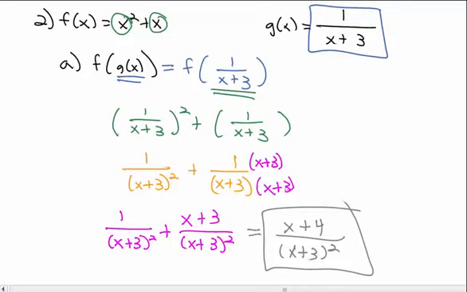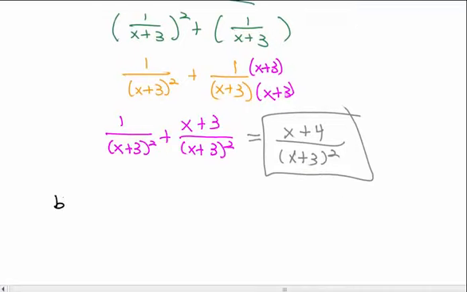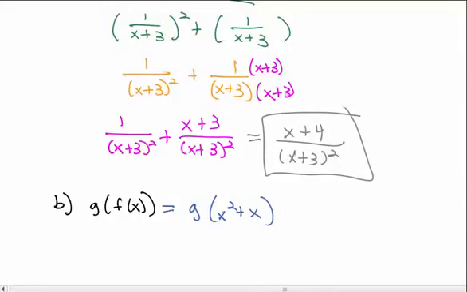Now I'm going to have to scroll down to do the second example, the g of f of x, but you should have in your notes what g and f look like up above, so I don't have to keep scrolling. But again, we're going to have g of whatever that f of x function was. That f of x function was x squared plus x. So that's what's going into g. G was 1 over stuff plus 3, which is simply x squared plus x.